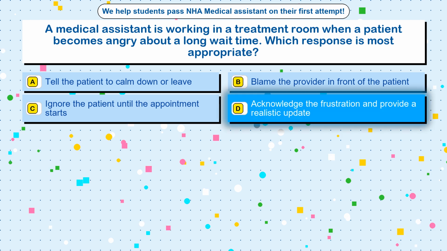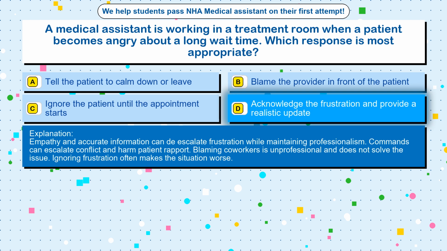The correct answer is option D, acknowledge the frustration and provide a realistic update. Empathy and accurate information can de-escalate frustration while maintaining professionalism. Commands can escalate conflict and harm patient rapport. Blaming coworkers is unprofessional and does not solve the issue. Ignoring frustration often makes the situation worse.